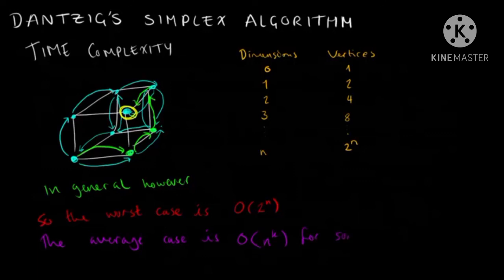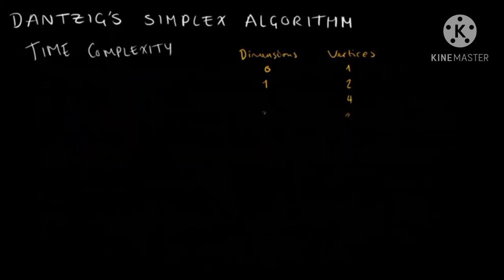Generally, we don't have to traverse all the vertices. In practice, simplex tends to compute in polynomial time. But there is no such algorithm that actually has a worst case polynomial time.